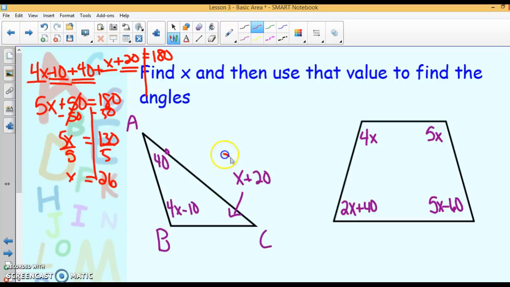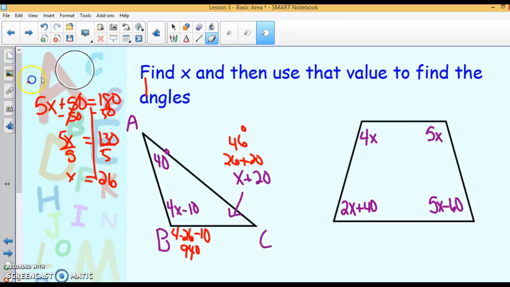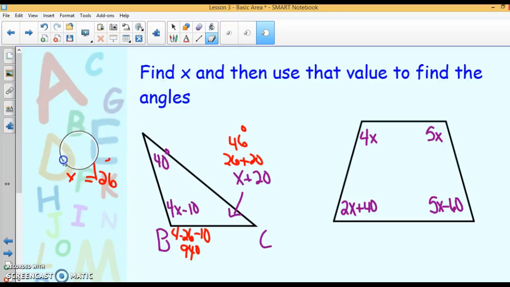Now, once we have x, let's go back and find the angles. This angle right here will be 26 plus 20 is 46. This angle, 4 times 26 minus 10 is 94. This angle, I already have 40 degrees. So, how can I check that? I can add these 3 angles together, and I guarantee you will get 180. All right, so, how did I write that equation? Well, the 3 angles in every triangle in the world add up to 180. I'm going to erase this.